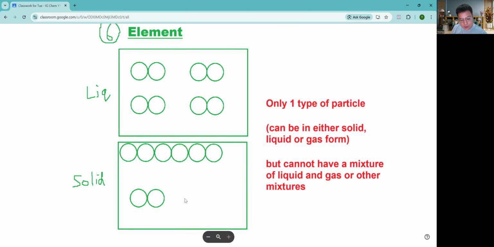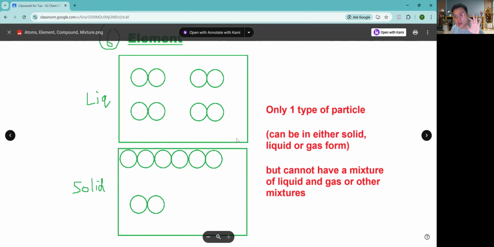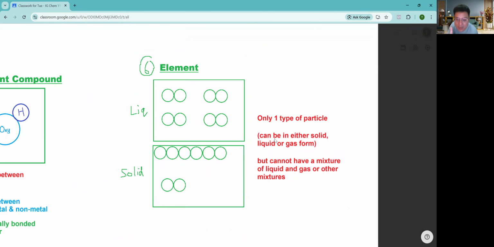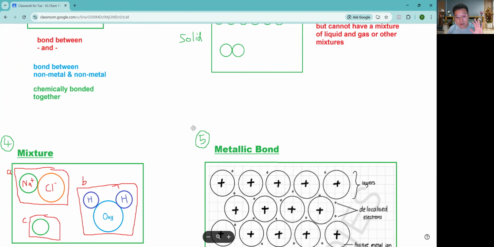Like, for example, you look at this drawing here, it's actually a little bit wrong because you see the top part here is a solid, but the bottom part here is a liquid drawing. So actually, this is wrong. So this is not counted as an element. Okay, so I repeat one more time. Element, one type of particle, like you see here, all is the green color atom. And it can only have one form. That means if it's just liquid, the whole thing must be liquid. If you have solid and liquid mixed together, like this one here, then it's not an element because it has two types of things together. Okay, I hope everyone's clear on that.